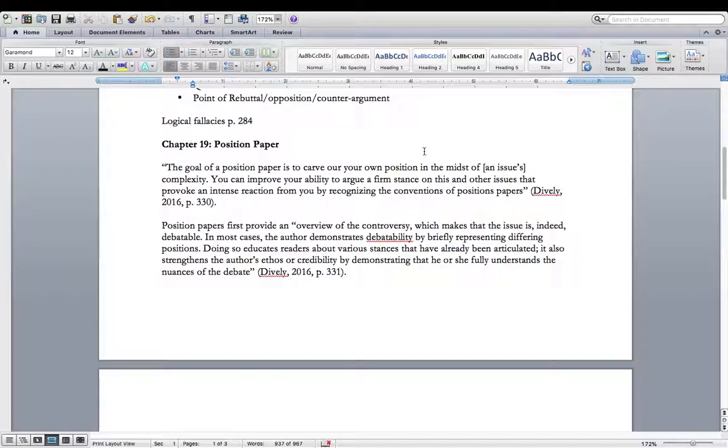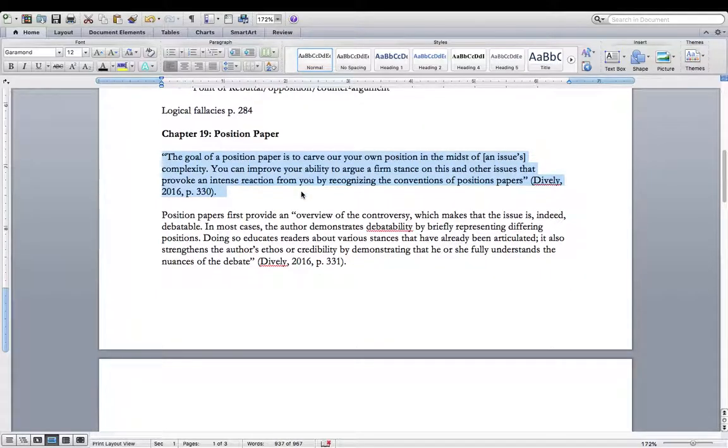I personally don't agree with her, but that's me. And this is the definition that she provides of a position paper: the goal of a position paper is to carve out your own position in the midst of an issue's complexity, and then you can improve your ability to argue a firm stance on this and other issues that provoke an intense reaction from you by recognizing the conventions of position papers. I got that quote wrong with that S. So that's her definition of a position paper.